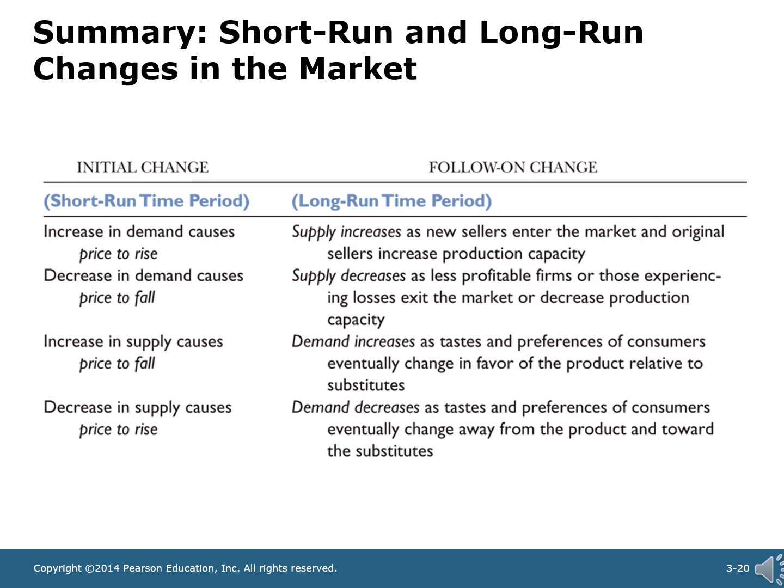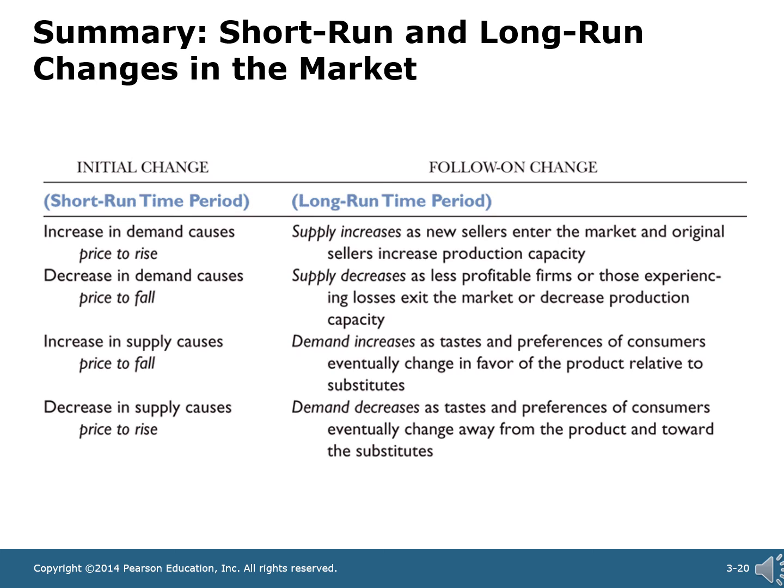Now in the short run time period, an initial change when there's a decrease in demand, that's going to cause prices to fall. In the long run, supply is going to decrease as less profitable firms or firms that are experiencing losses are going to exit the market or decrease their productive capacity, shift their resources from that failing market to a market where they can achieve more financial success.